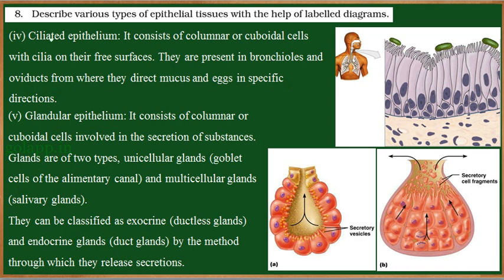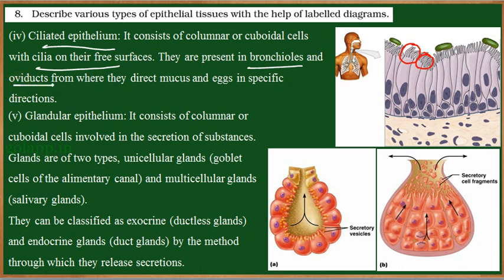The next one is ciliated epithelium. So these have hair-like structures on the free surface. They are nothing but columnar epithelium only, which has tiny cilia on the free surface. Now these structures are present in the bronchioles, that is in the respiratory tract. They are even lined throughout the respiratory system.